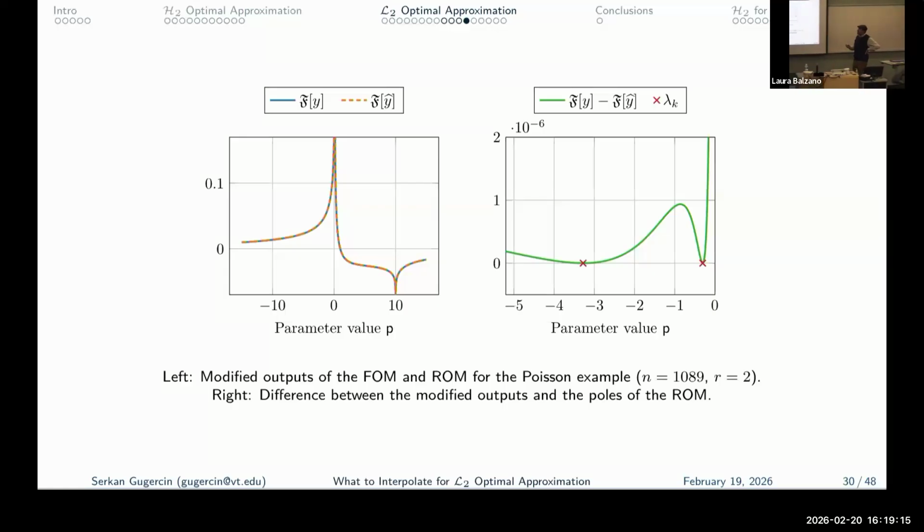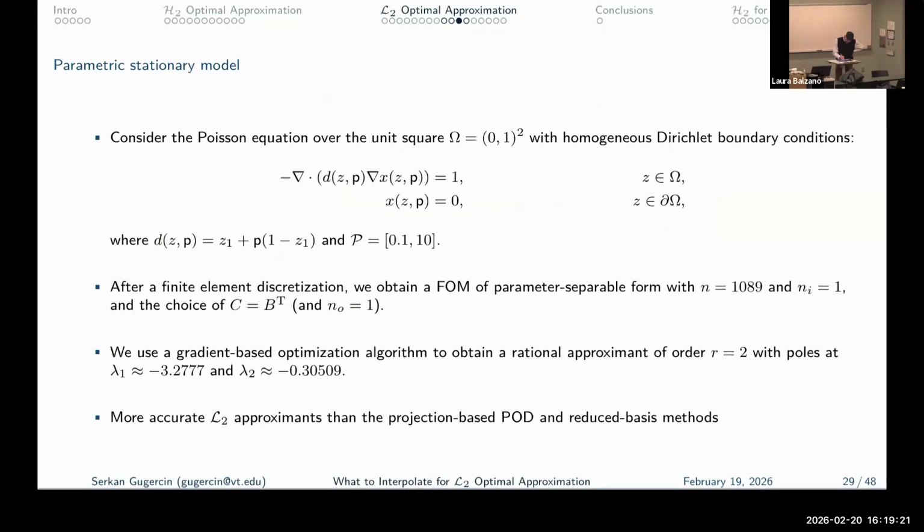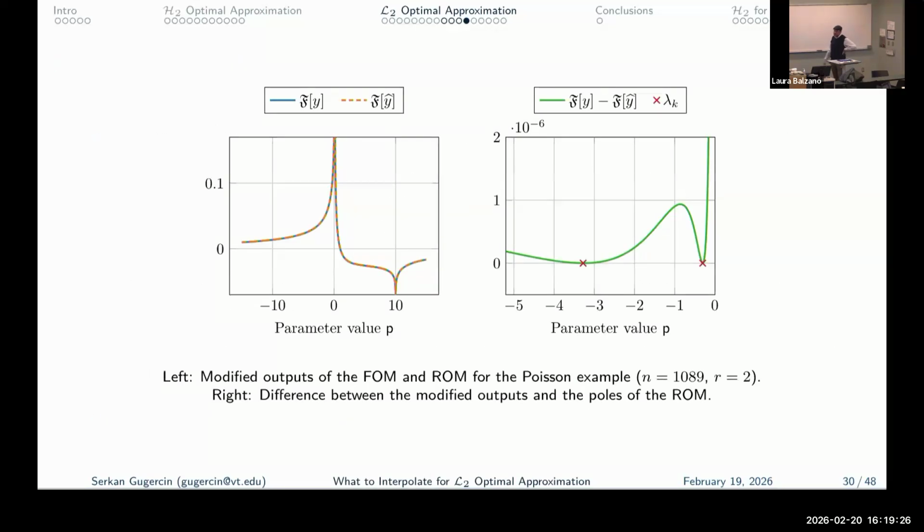And in this plot, the parameter range is -15 to 15. In the more general case, the parameter range is 0.1 to 10. I am plotting on a larger space here. Oh, okay. And then the interpolation points are outside the parameter range. Because in this case, I'm interpolating at the pole. They are outside the range indeed.